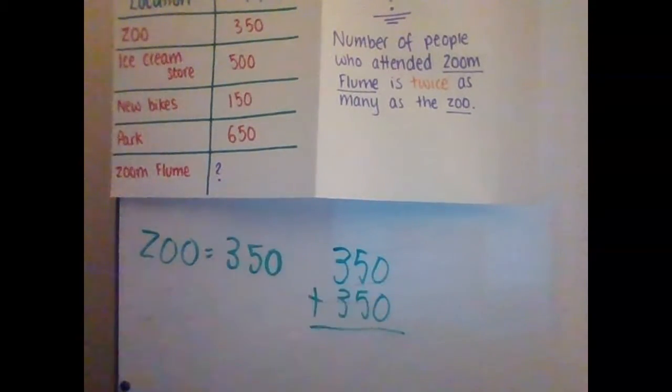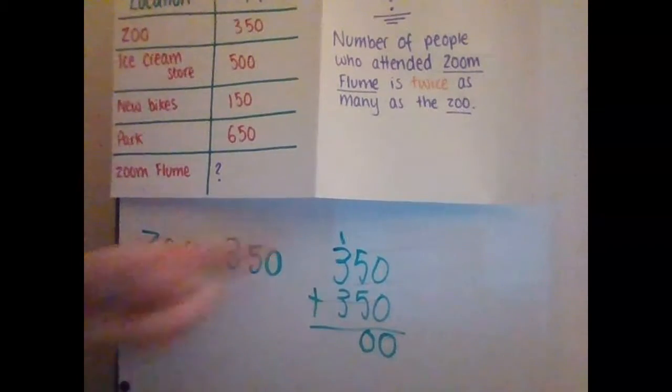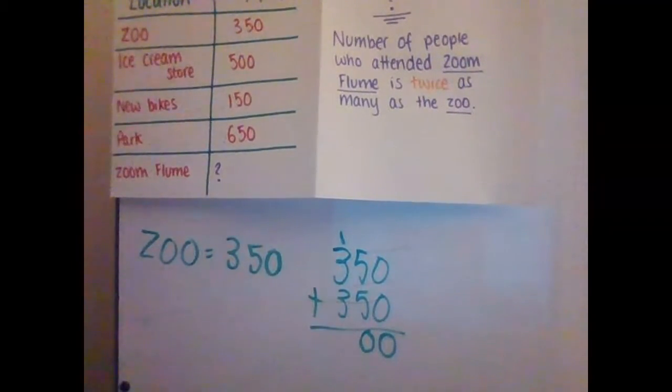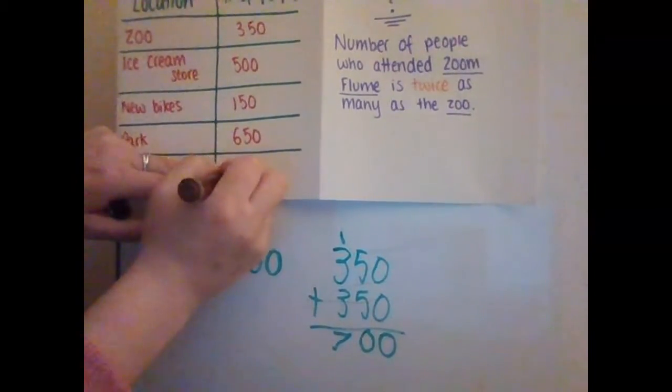So help me. 0 add 0 is, I hope you said 0. 5 add 5 is 1, 2, 3, 4, 5, 6, 7, 8, 9, 10. But 10, I put the 0 down, carry the 1 over. Now I need to do 1 add 3 add 3. 1 add 3 is 4. I hope you were saying 4 add 3 is, I hope you're yelling out 7. So the number of people in total that went to Zoom Flume was 700 people.